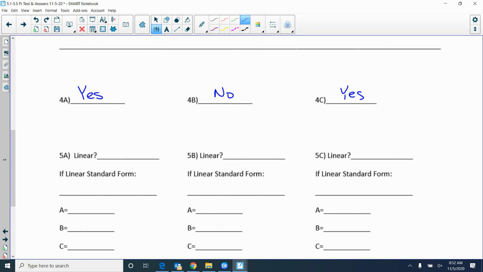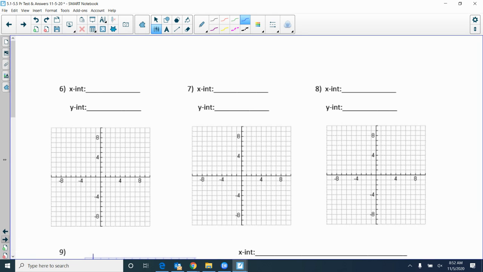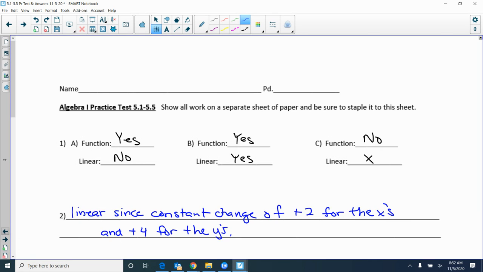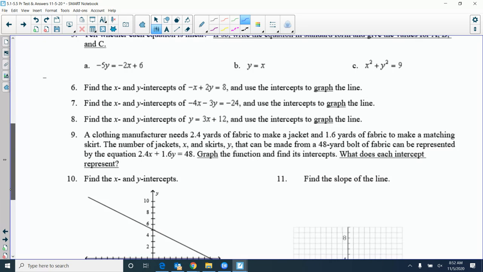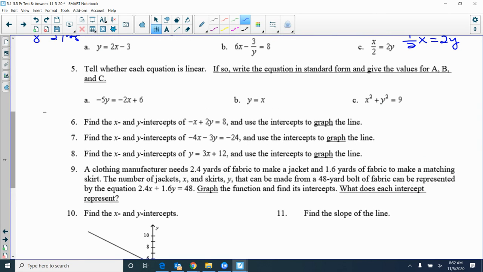All right, 5A. A lot of people kind of get confused on actually just how to put the answers here for 5A. For 5, tell whether the equation is linear. That's kind of your first piece. Josh, as you look at 5A, is that linear?